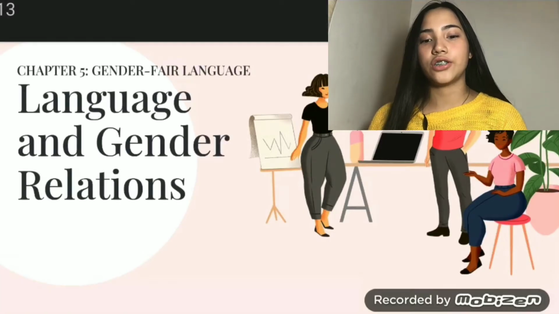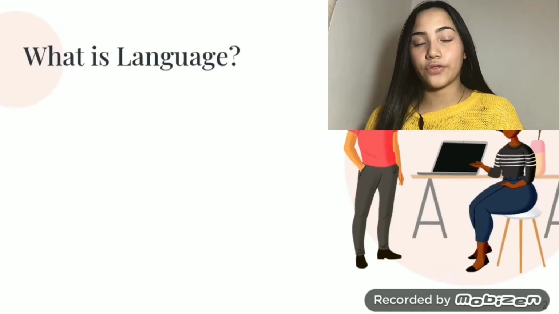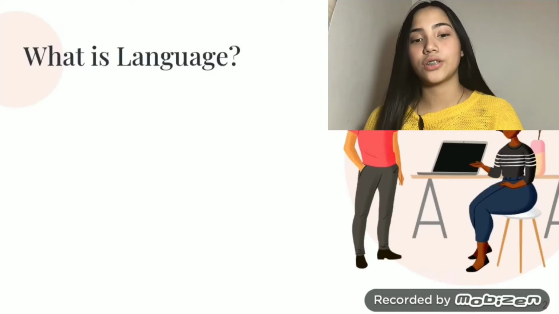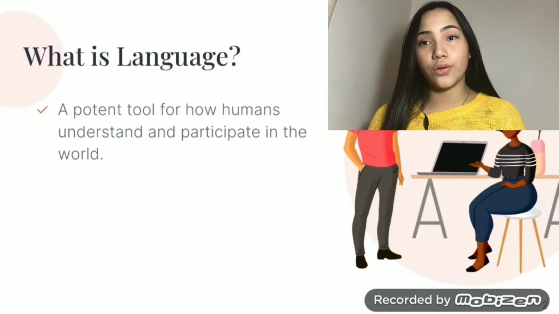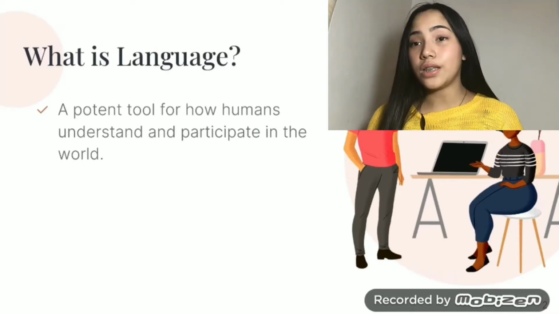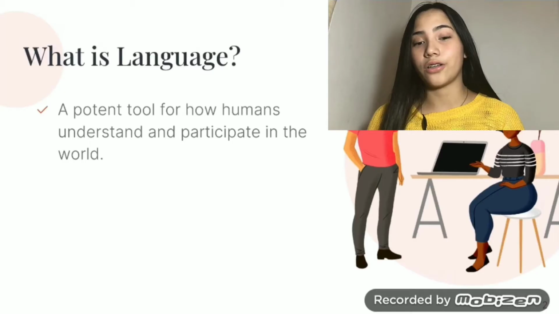I will be reporting the first subtopic for Chapter 5, Gender Fair Language, which is the language and gender relations. To start the report, we have the first question: what is language? It says here that it is a potent tool for how humans understand and participate in the world. As we know, language is a medium, or a vehicle, that helps us communicate with other people, and helps us understand their statements and their arguments.